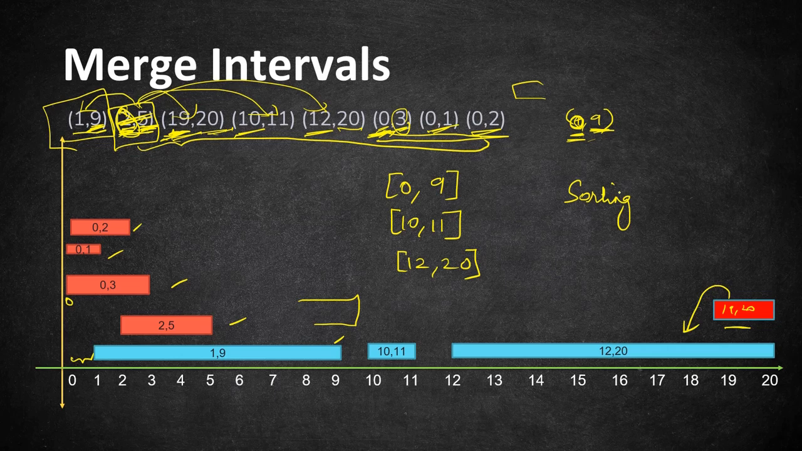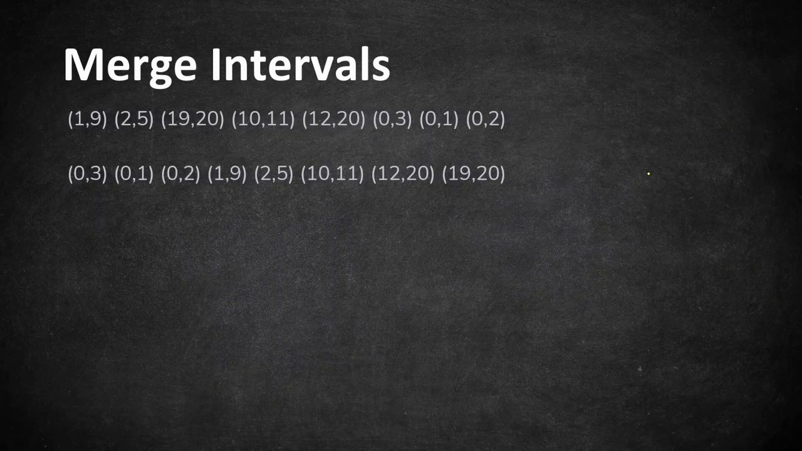Now what it does is we are going to sort the given elements in such a way that they are ordered by the first values in the array. So let's move to the sorted list. So here is the sorted list.